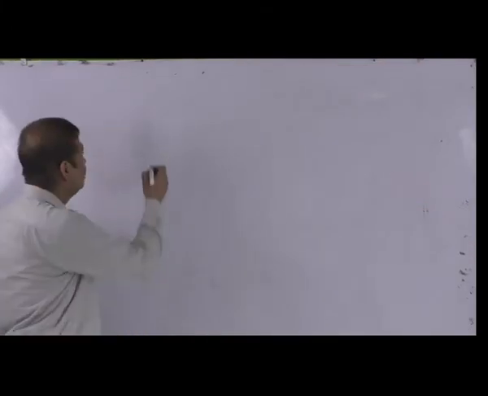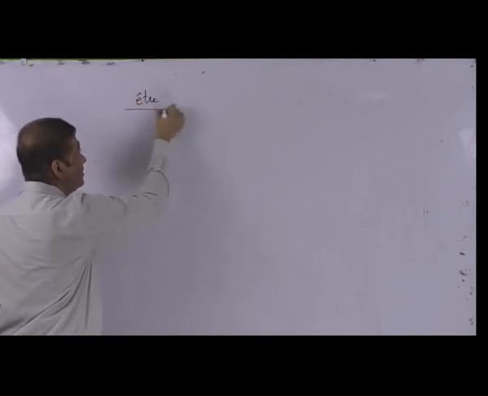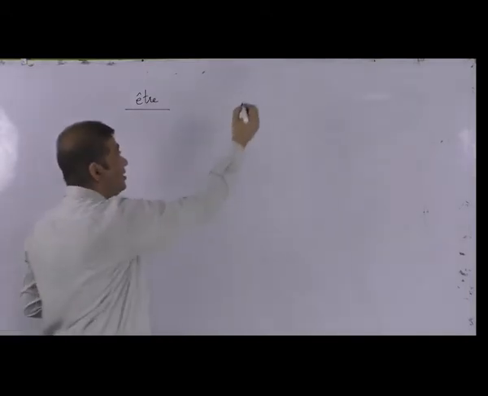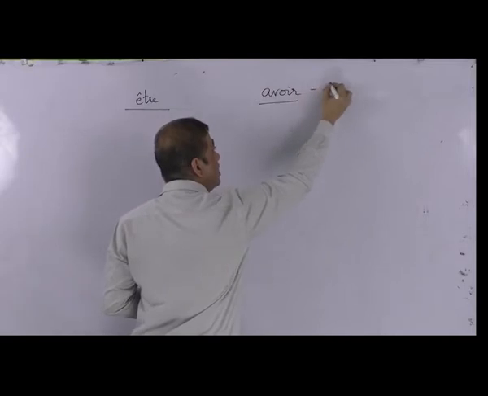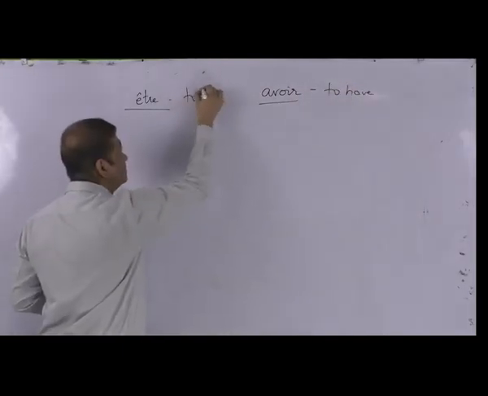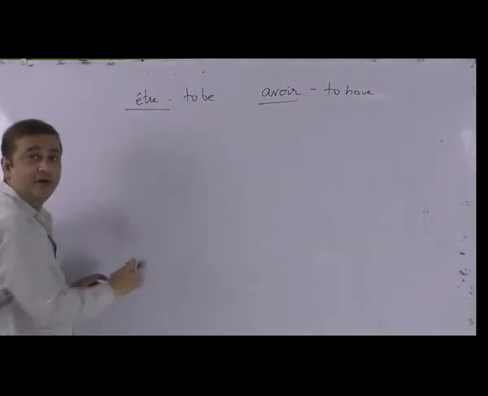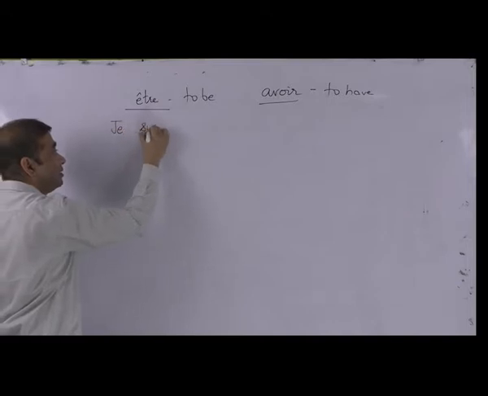We are going to learn the verb être again, as we have discussed earlier, and one more important verb, that is avoir, to have. Être is to be. We have already talked about this verb être. I'll write it again just to make you remember.